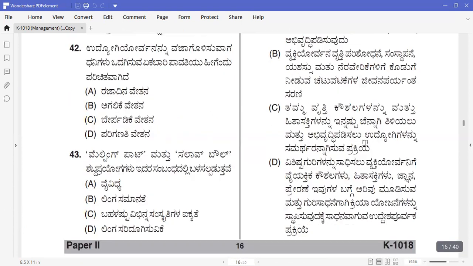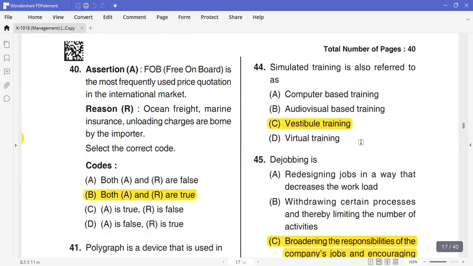We go to the 40th question, assertion and reasoning. FOB, free on board, is the most frequently used price quotation in international market. The reason is ocean freight, marine insurance, unloading charges are borne by the importer. Select the correct code. So the correct code is both assertion and reason are true.